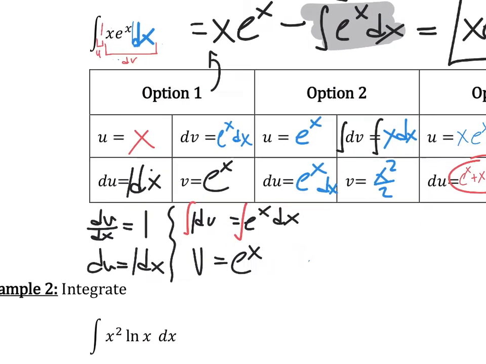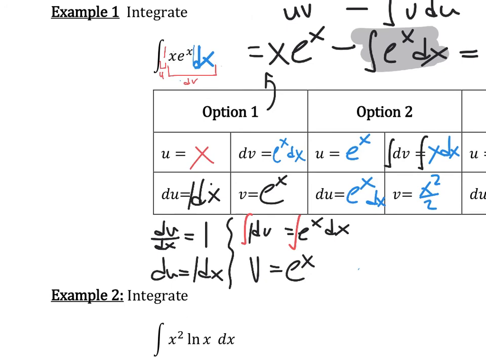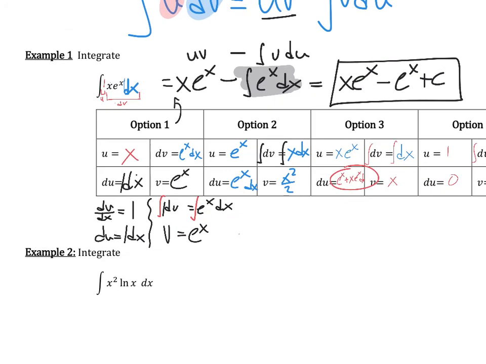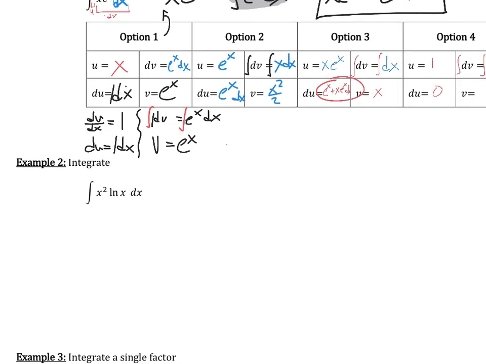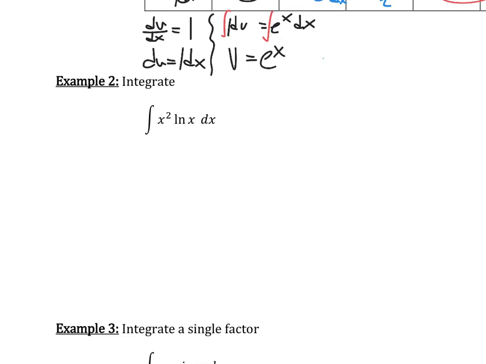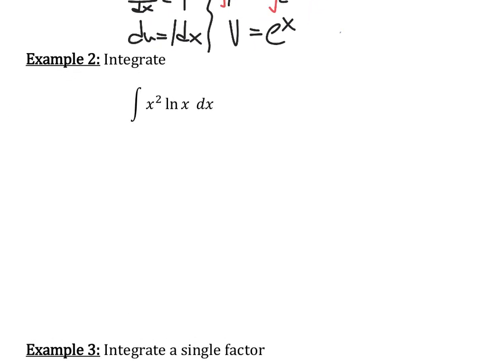So, all right, we found out that our best way to go was to take u to be the x, which dropped in degree, and the rest fell into place there, okay? So integrating e to the x was fine. Taking the derivative of x made that drop out. All right, let's try another one here, okay?